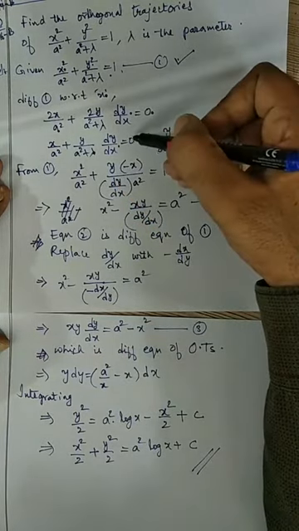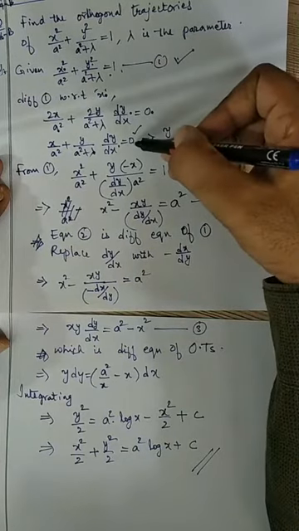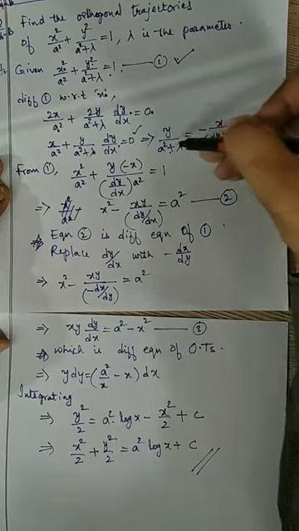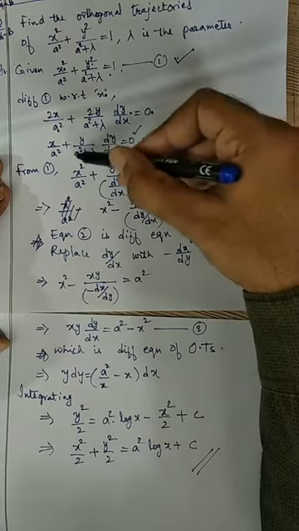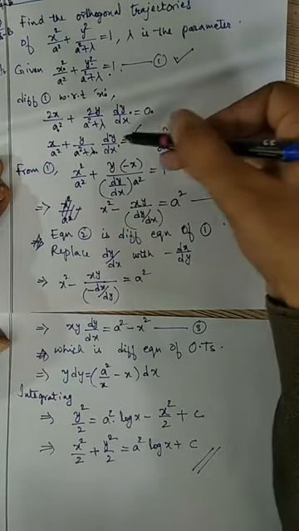Now I have to eliminate lambda from this equation and this equation. So from this equation I will find the value of y by a square plus lambda. The value of y by a square plus lambda is given by minus x by a square into this dy by dx.